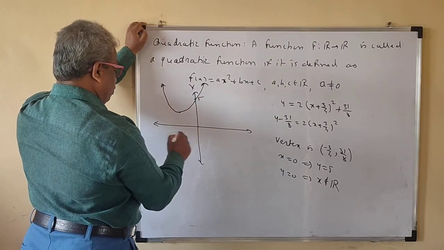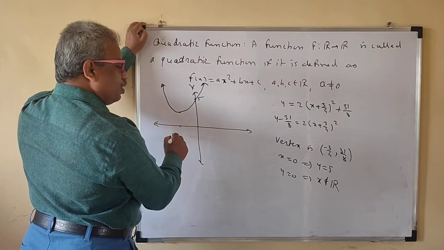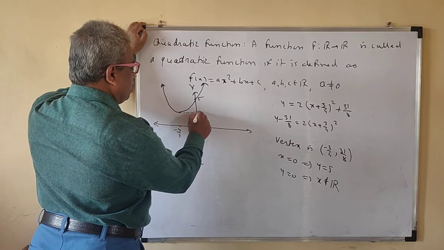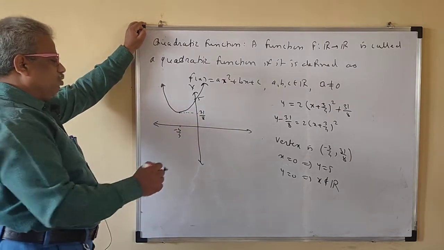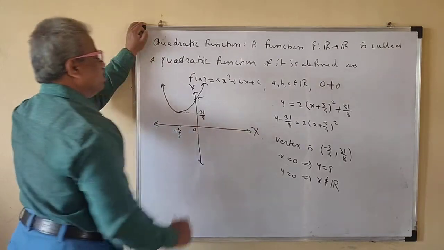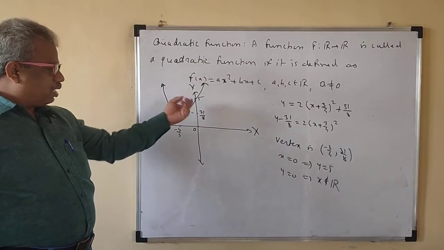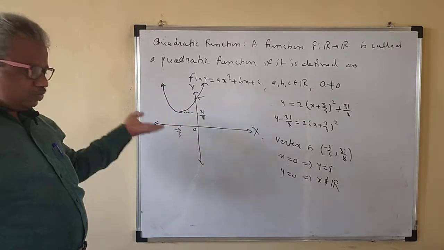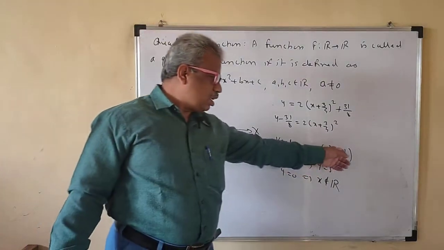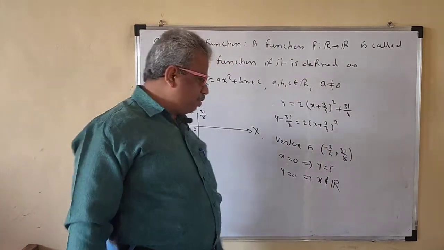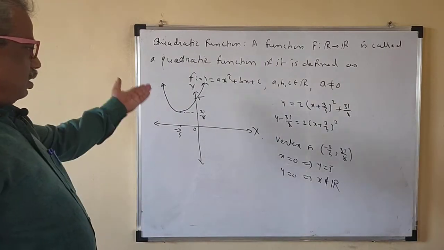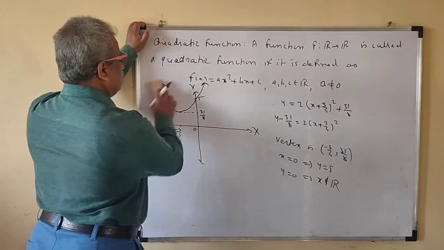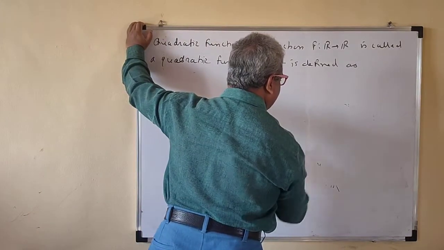This is your 5. You may write here minus 3 by 4, and this point is 31 by 8. No need to write this actually. This is your x. Now it intersects the y-axis, so the vertex should be below 5. Now see, 31 by 8 is less than 5. Okay, now this is the graph of the quadratic function. In this way you can plot a graph of the quadratic function.